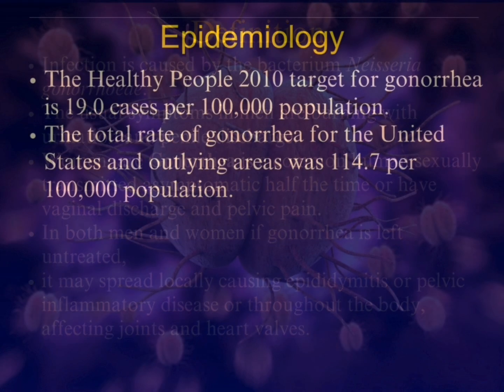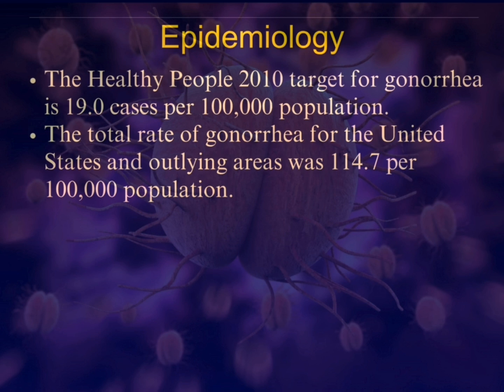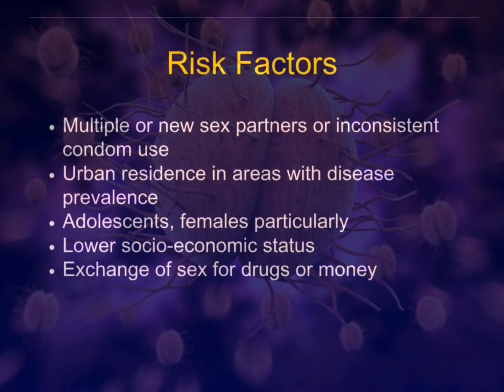Coming to the epidemiology, the Healthy People 2010 target for gonorrhea is 19 cases per 1 lakh population. The total rate of gonorrhea for the United States and outlying areas was 114.7 per 1 lakh population. Coming to the risk factors: multiple or new sex partners, inconsistent condom use, urban residents in areas with high disease prevalence, and adolescents and young adults, particularly females, are mostly affected. People of lower socio-economic status can also get gonorrhea, as well as those exchanging sex for drugs or money.